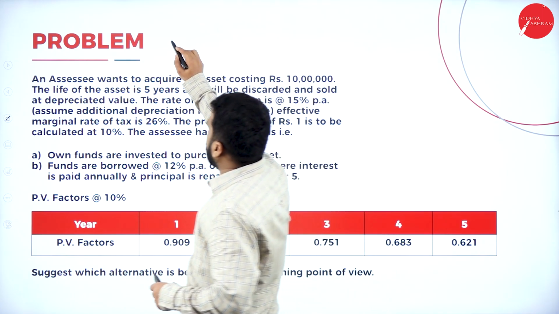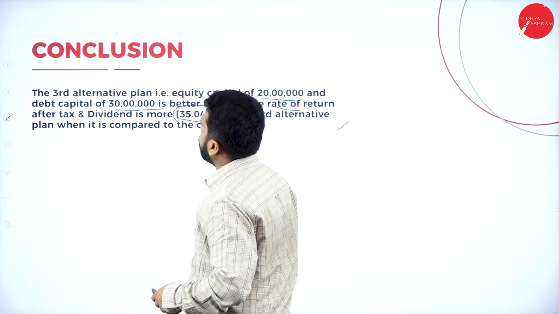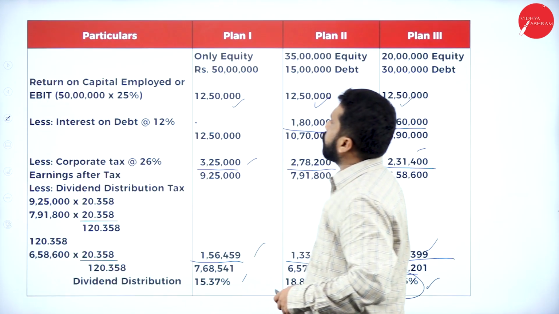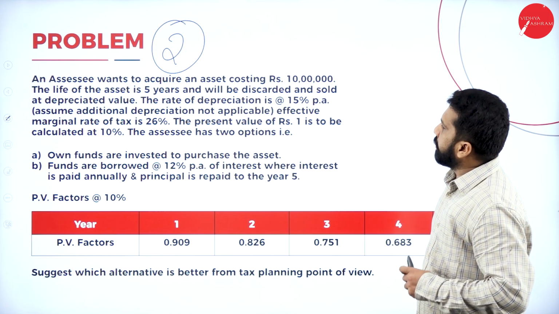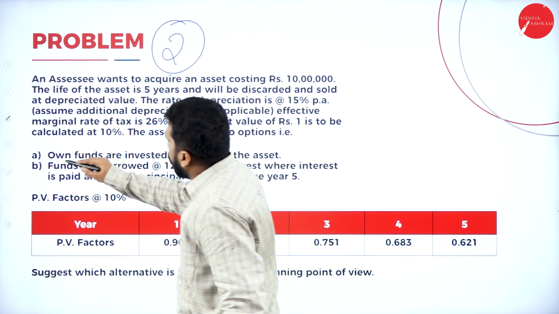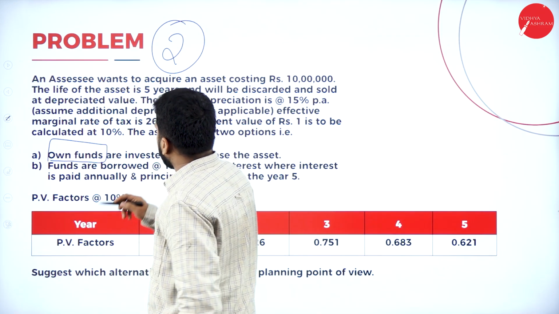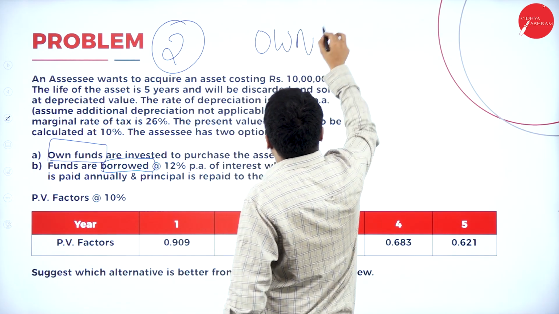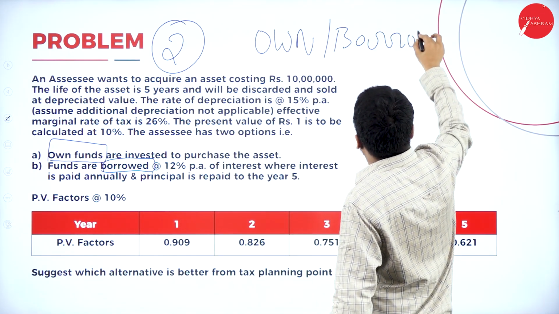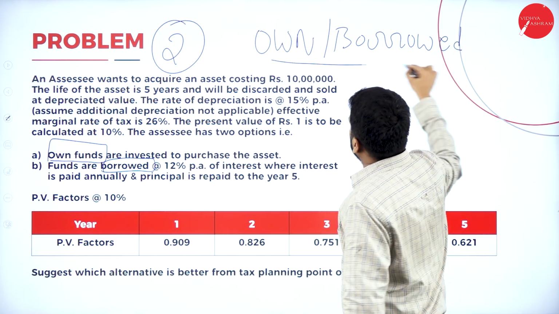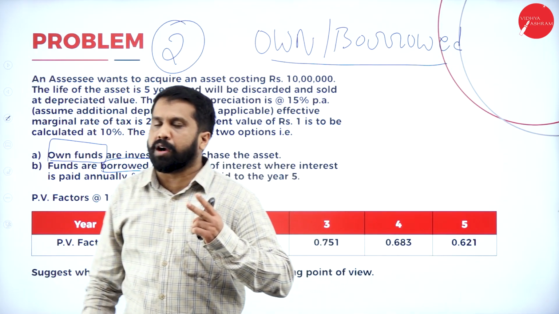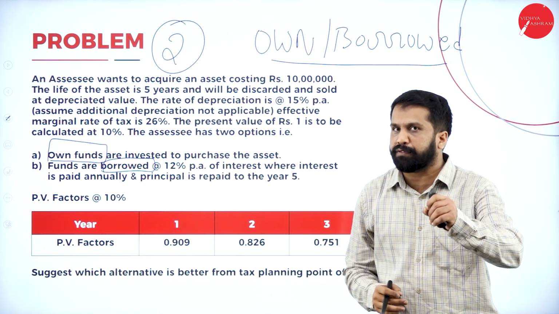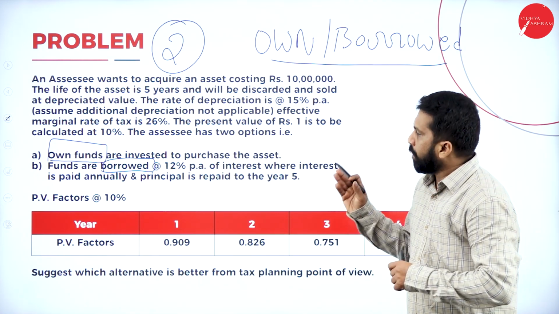Now we are in problem number 2. So what was the first one? Problem number 1. Problem number 2 is what? Under problem number 2, what we are doing? Own fund and borrowed fund. So we are in the second type of problem now, own fund and borrowed fund. So very important for your 15 marks examination. So we'll go for this.